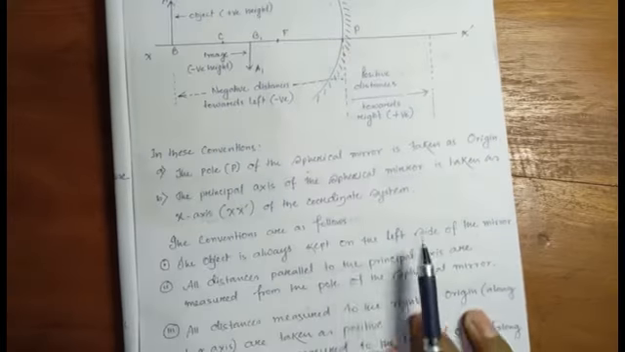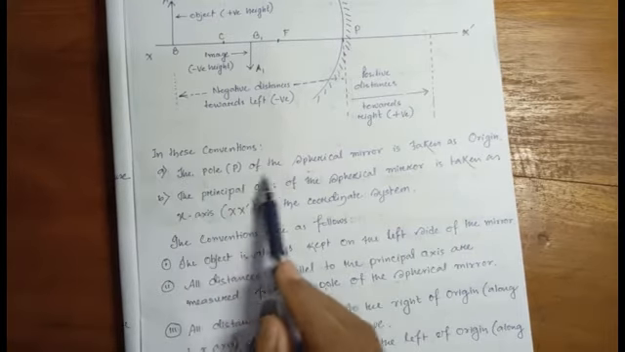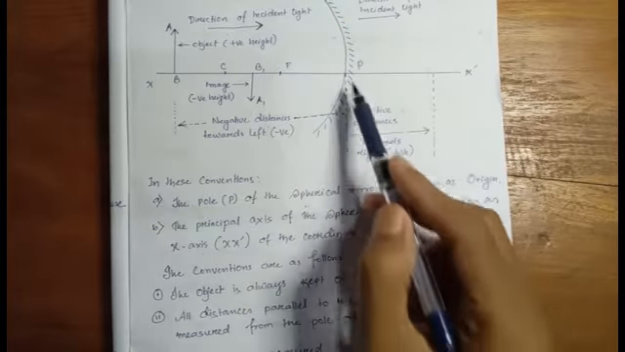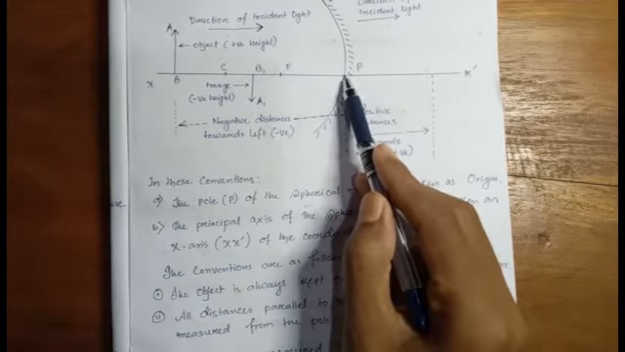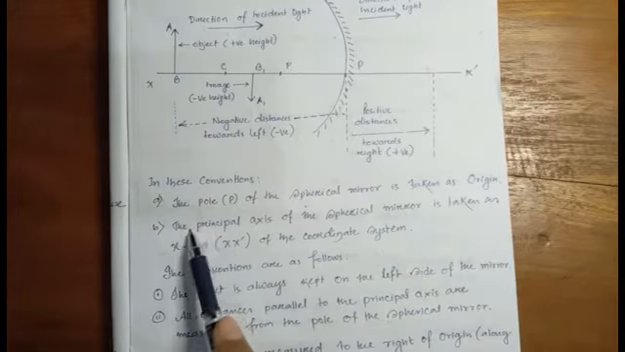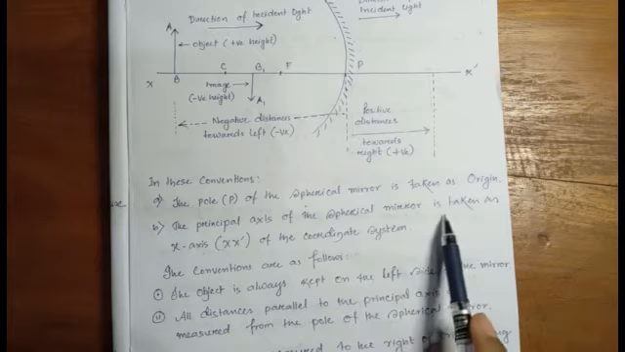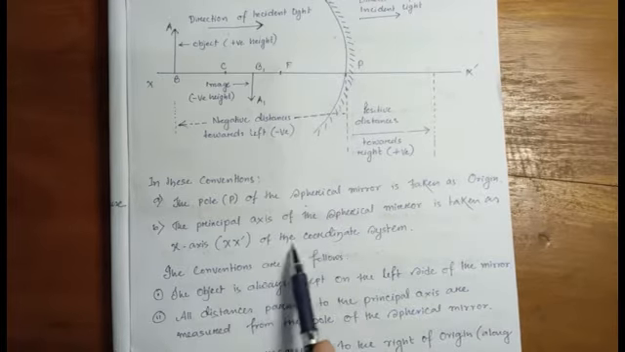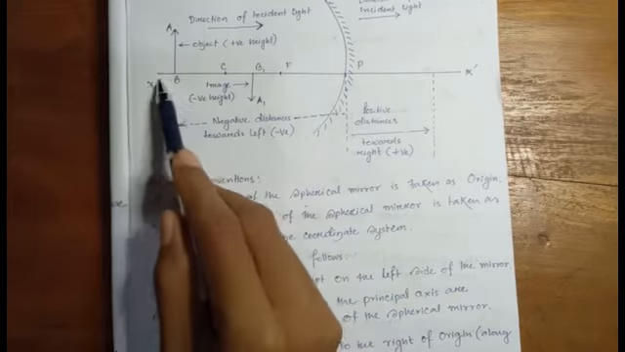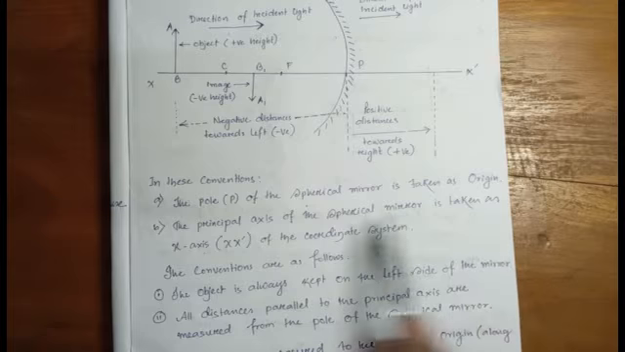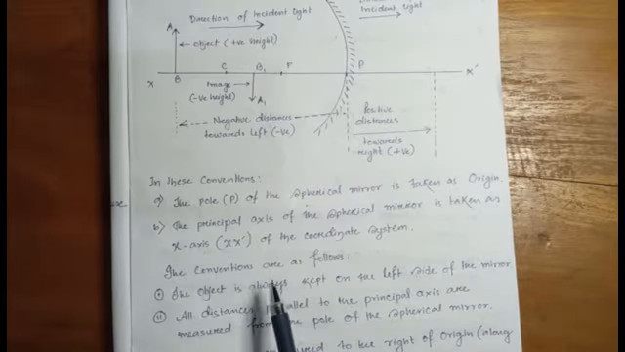In this sign convention, the pole of the spherical mirror is taken as origin. I already mentioned, we will consider the pole of the mirror as the origin. The principal axis of the spherical mirror is taken as the x-axis of the coordinate system. So this is the principal axis, and this principal axis is considered as the x-axis.